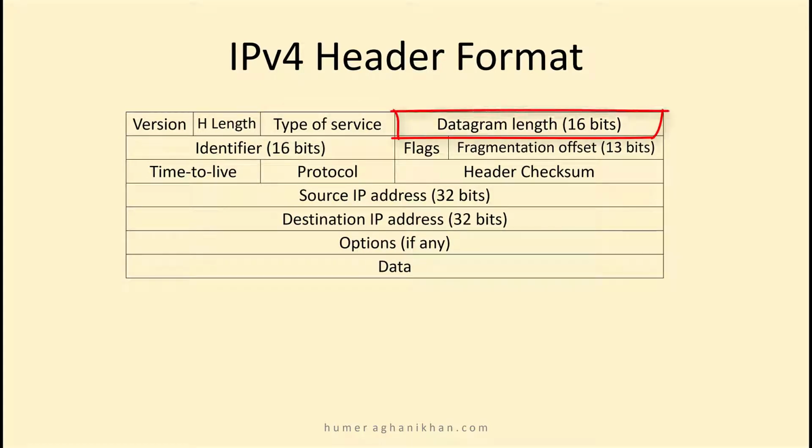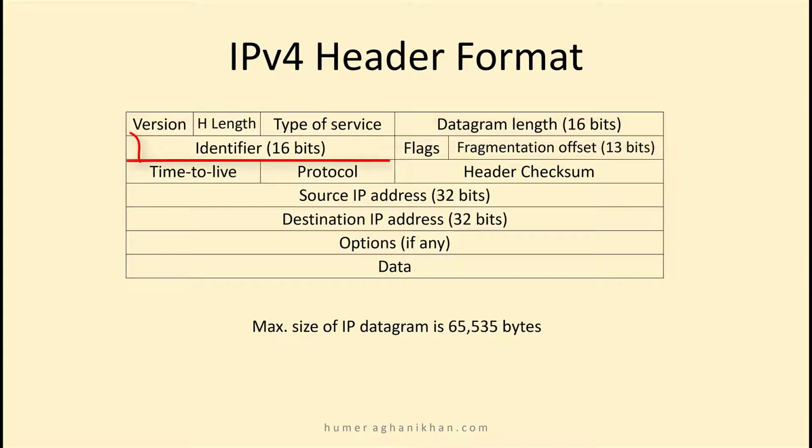Datagram length field. This field specifies the total length of the IP datagram in bytes. Total length includes header and data. As this field is 16 bits long, the theoretical maximum size of the IP datagram is 65,535 bytes.